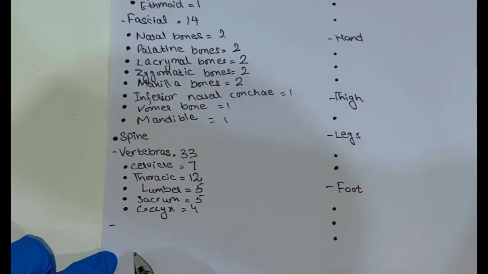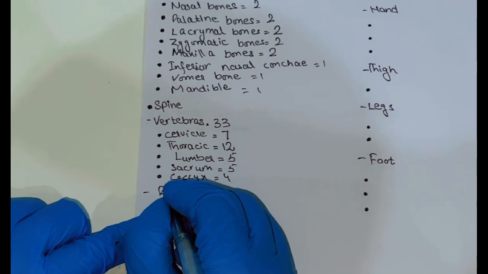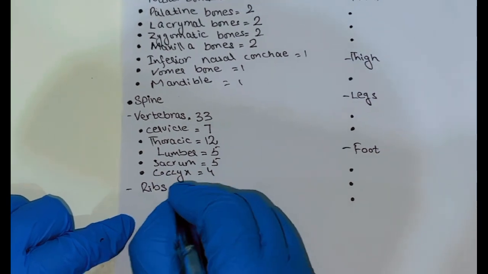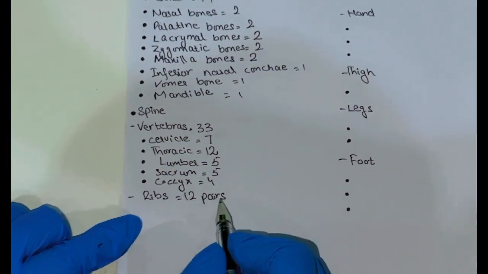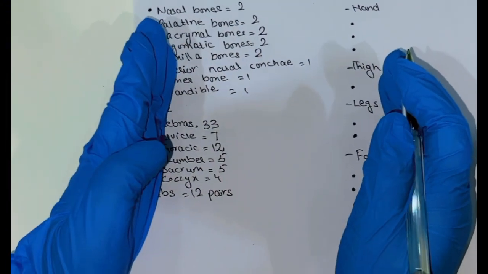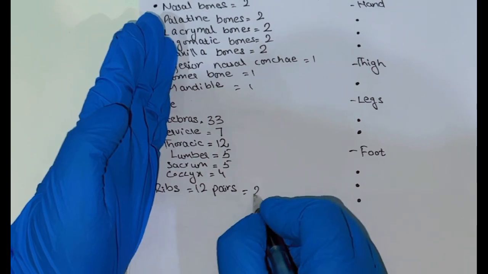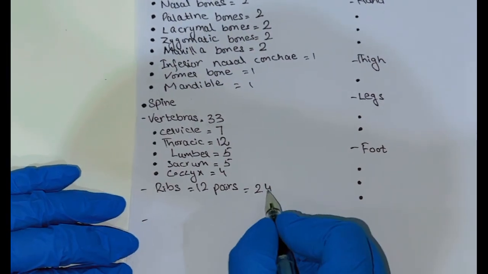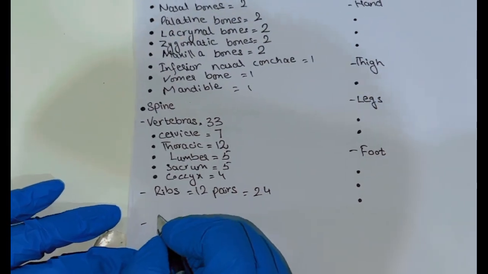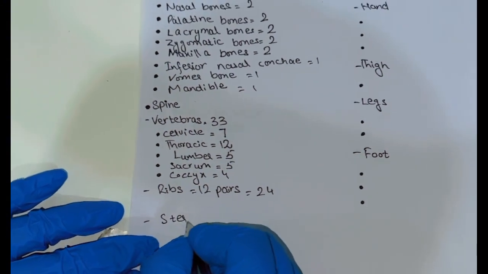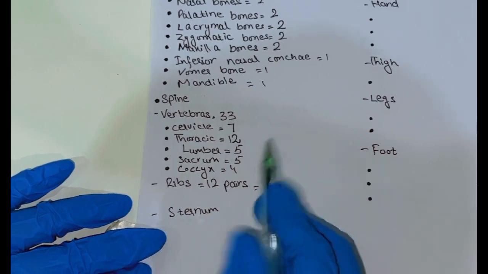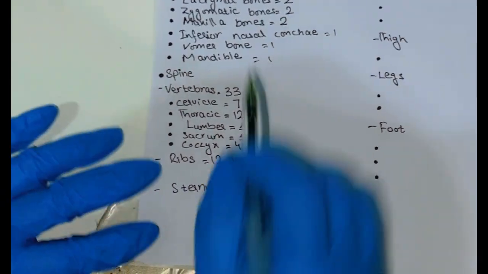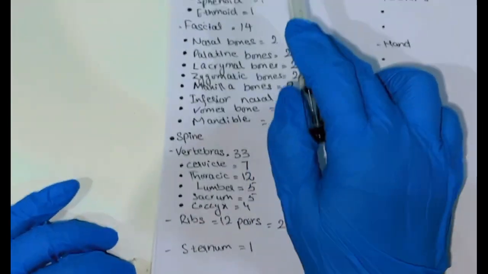So next is ribs. There are 12 pairs of ribs, one on the right side and one on the left side. 12 on the right side and 12 on the left side, and in total there are 24 ribs. And one is the sternum. The sternum is present between the ribs. So if we count all these, they are 80.